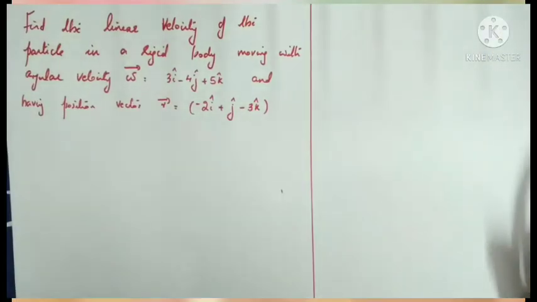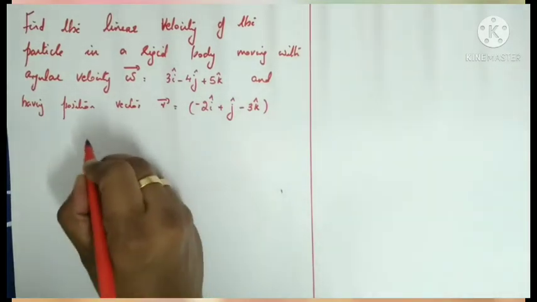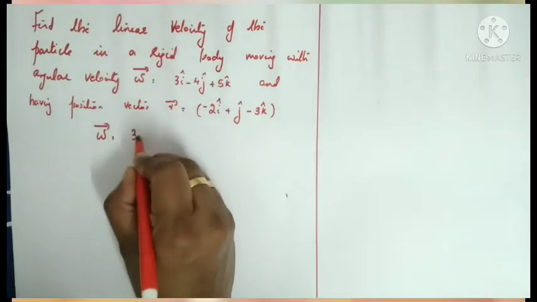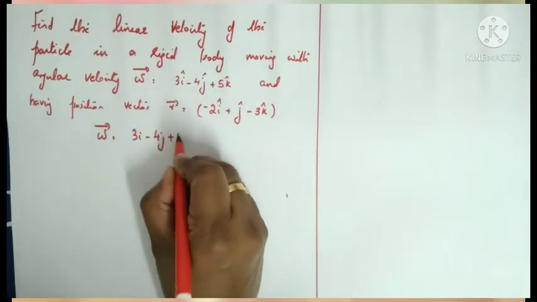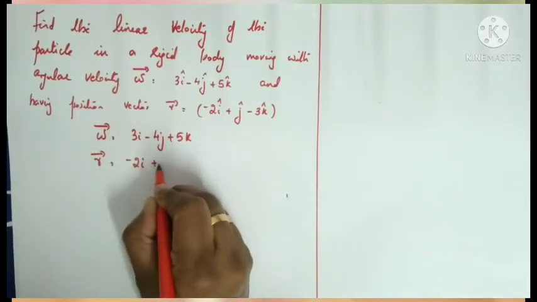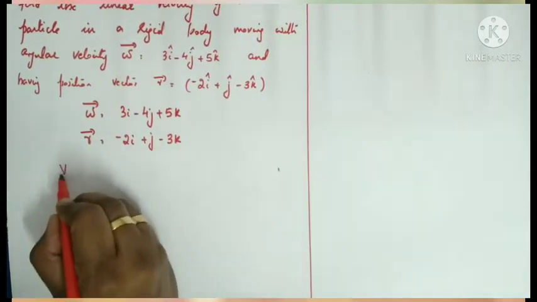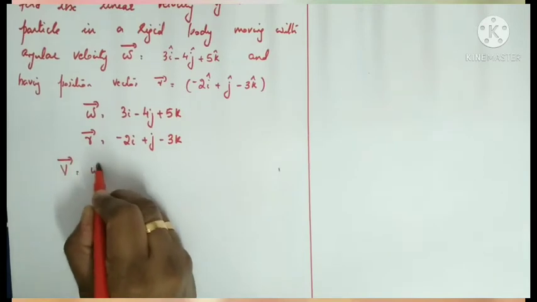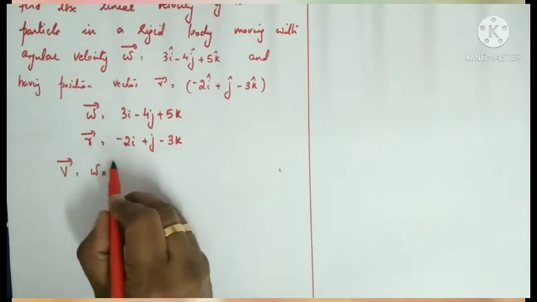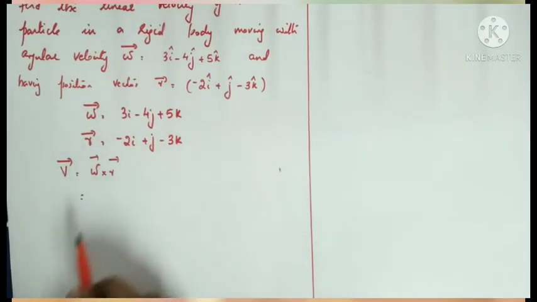We can do a question. Find the linear velocity of the particle in a rigid body moving with angular velocity omega and having position vector r. Omega is given as 3i minus 4j plus 5k and vector r is equal to minus 2i plus j minus 3k. We have to find the linear velocity. We have the linear velocity v equal to omega cross r. So we have to find the cross product.